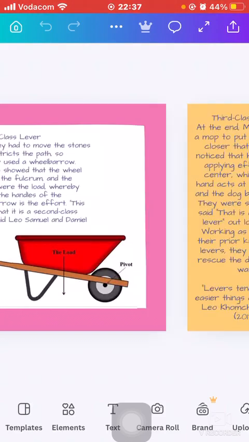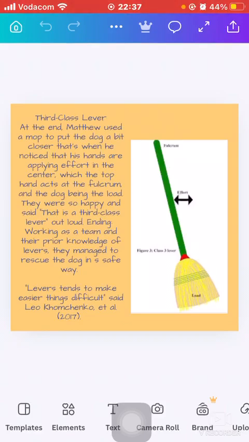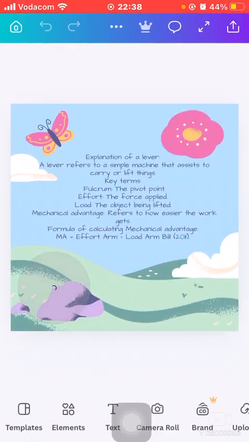We have the third class lever. For the third class lever here, I used an example of a mop, whereby the hairs that you mop with are the load, and the effort is in the middle, because it is the one that helps you to clean or mop whatever you're mopping, and the fulcrum is where you hold it up, right?